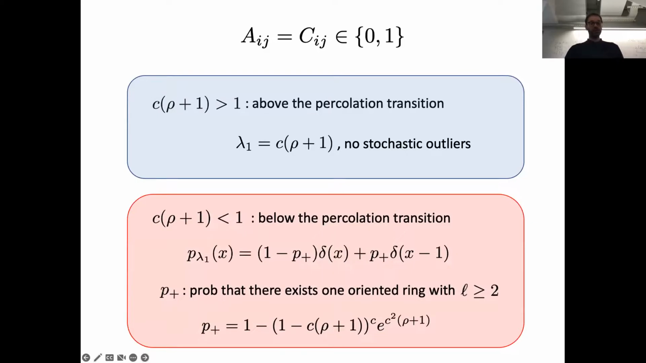Below the percolation transition, on the other hand, the leading eigenvalue is the sum of two delta peaks. One is the probability that there exists no cycle, then the eigenvalue is just 0, everything is located in the origin. The other one is the probability that there exists at least one cycle, that's P plus, and that we can then compute using some probabilistic arguments, so you can determine that.